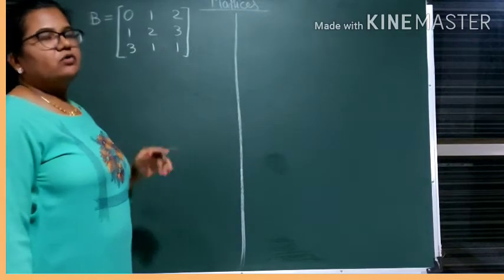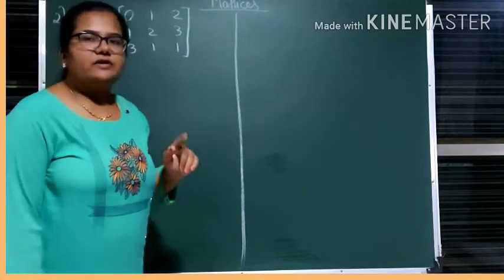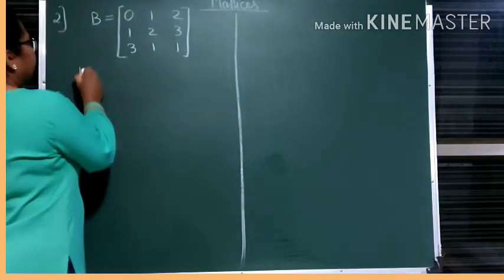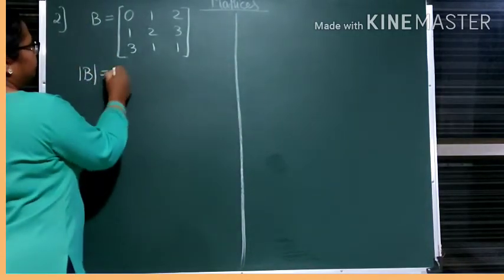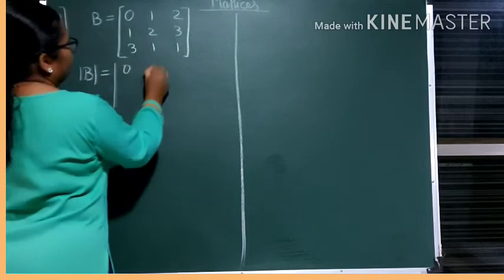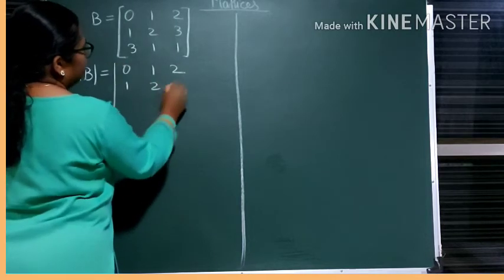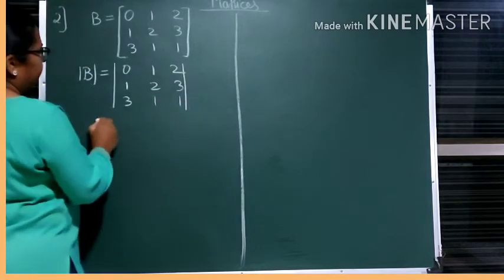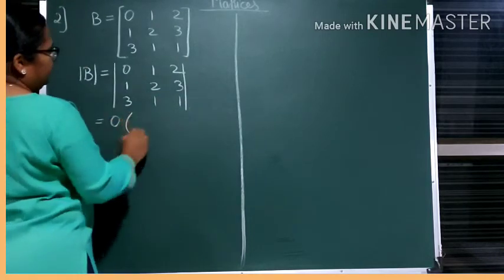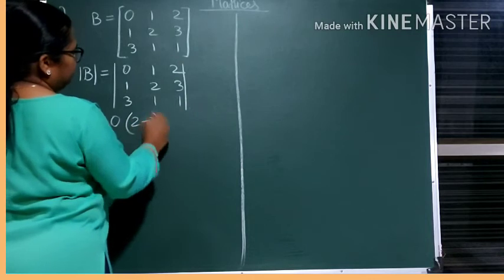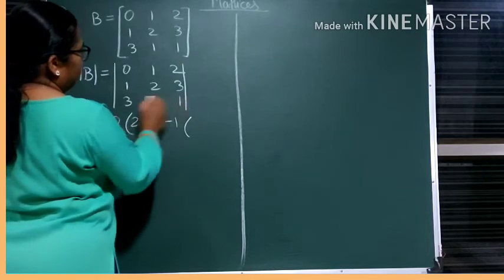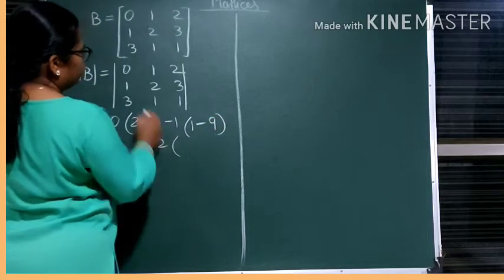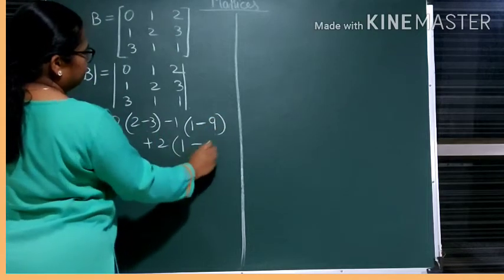Now what do we have to do here first? We have to first check whether the inverse of the matrix exists. So first we will find the determinant of B. So 0, 1, 2, 1, 2, 3, 3, 1, 1. How do we find this determinant? 0, 2 1s are 2 minus 3, then minus 1 into 1 minus 9, plus 2 into 1 minus 3 2s are 6.